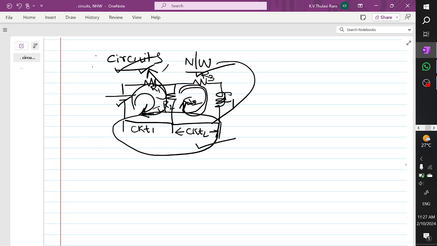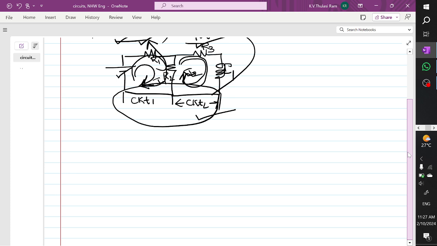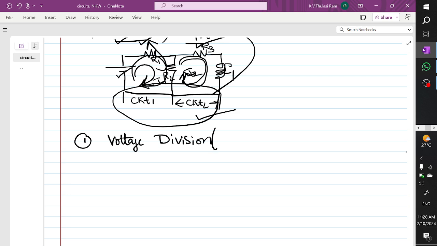Let's have some basics revision in this session. So we'll try to understand what is meant by the voltage division rule, what is meant by the current division rule with respect to the numericals. So coming to the first concept, let's try to understand the voltage division rule. The voltage division rule is applied for series resistance or series circuit.